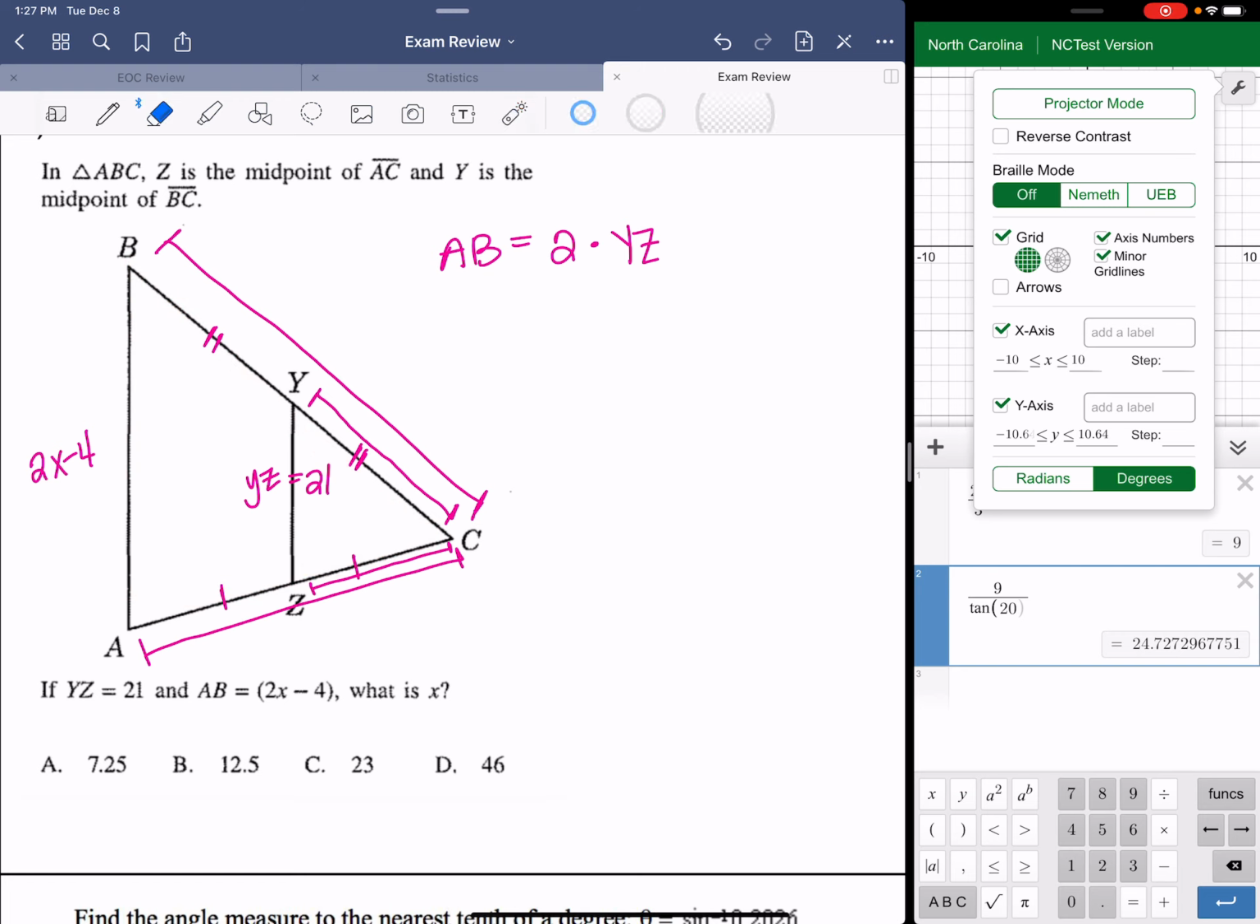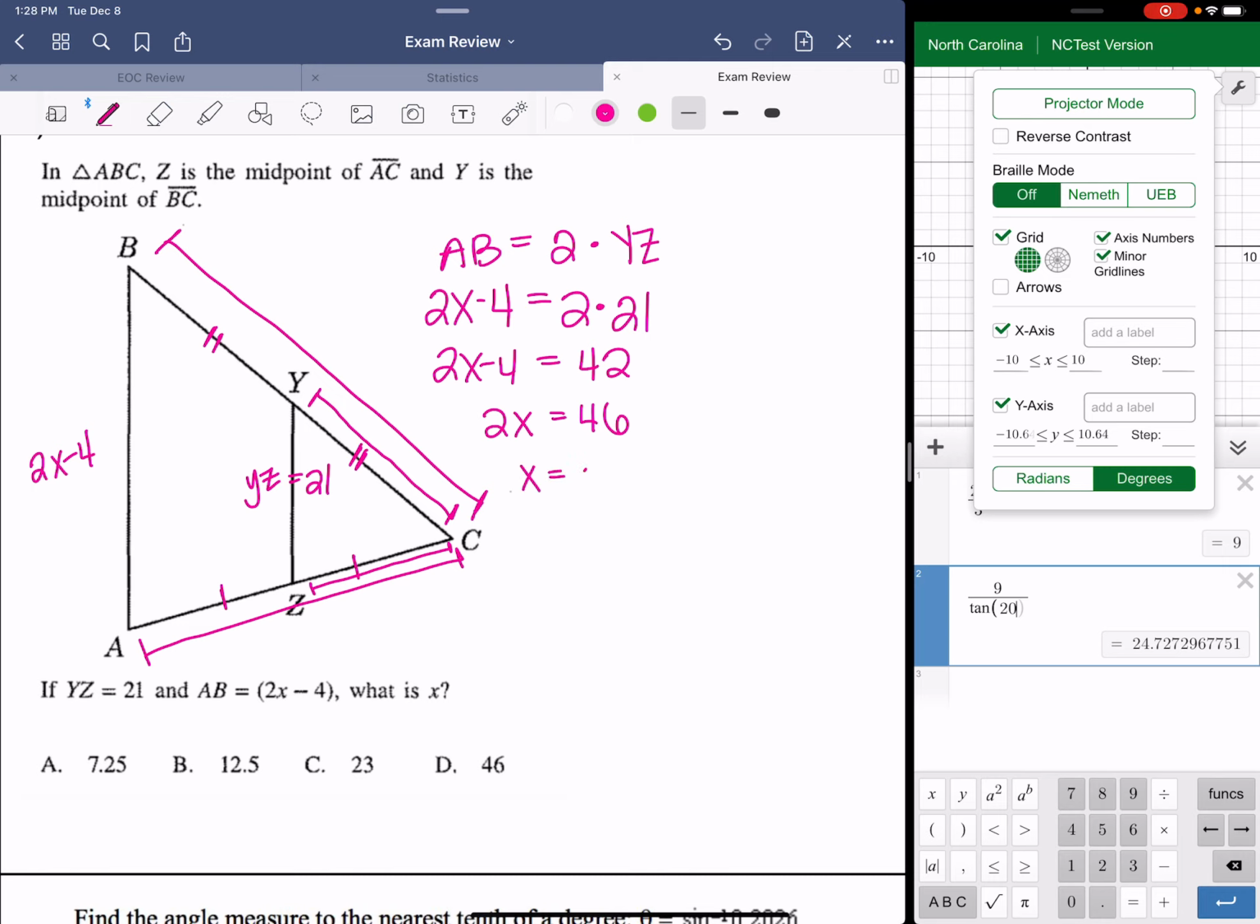All right, so AB is 2x minus 4, and that's twice the length of YZ, which is 21. So 2x minus 4 equals 42. Add 4 on both sides. So 2x equals 46, and then divide by 2 on both sides. So x is 23.